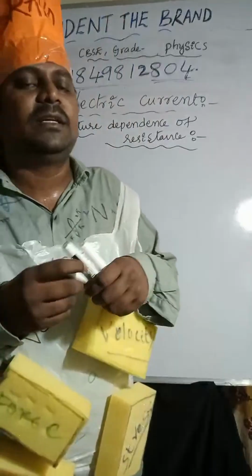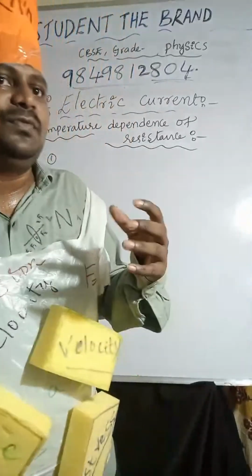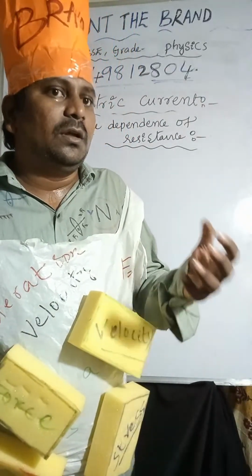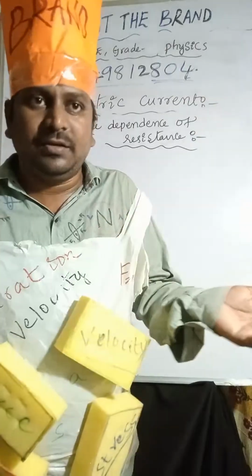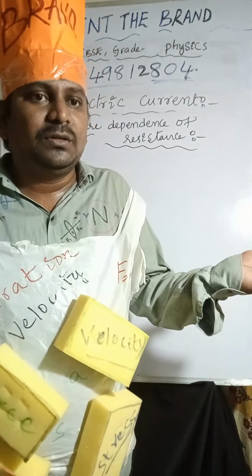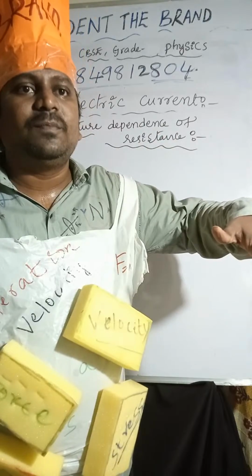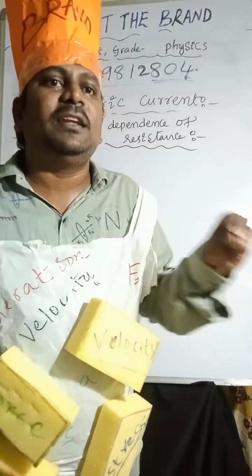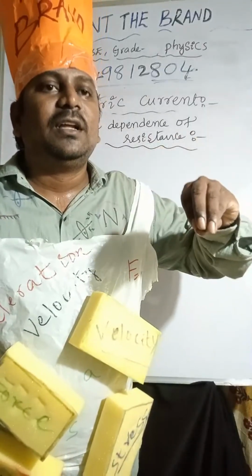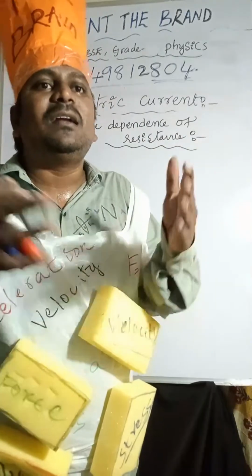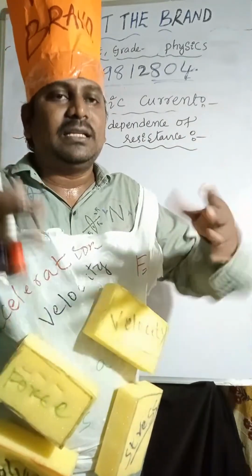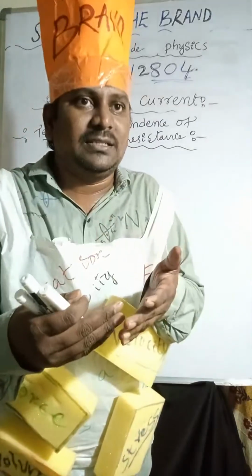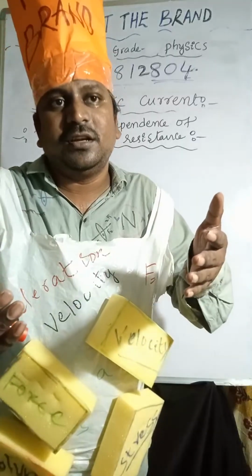initially what happens? The movement of the free electrons increases, velocity of the free electrons increases. Understood? So electrons will move more frequently, with greater amplitude. Immediately they start moving. At that particular instant, resistivity and resistance decrease, so conductivity increases.